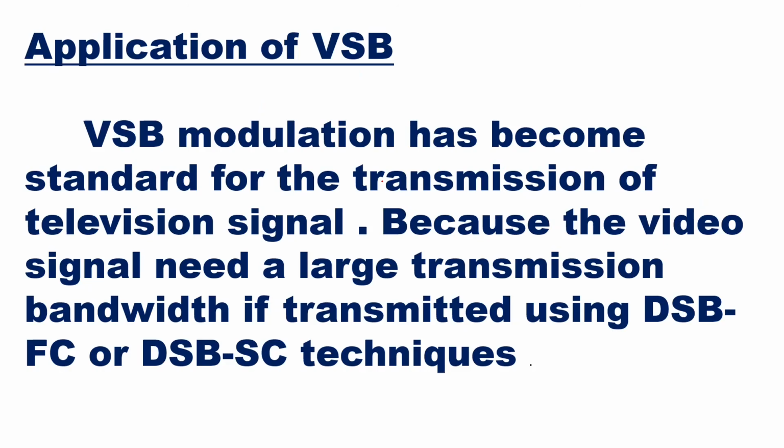Then the application: VSB modulation is used for video signal transmission in TV. VSB modulation has become the standard for the transmission of television signals because the video signal needs a large transmission bandwidth if it is transmitted using double sideband full carrier or double sideband suppressed carrier techniques. So instead of sending double sideband, we send one sideband fully and a part of another sideband so that the lower frequency signals are taken care of, and that type of modulation is called vestigial sideband.